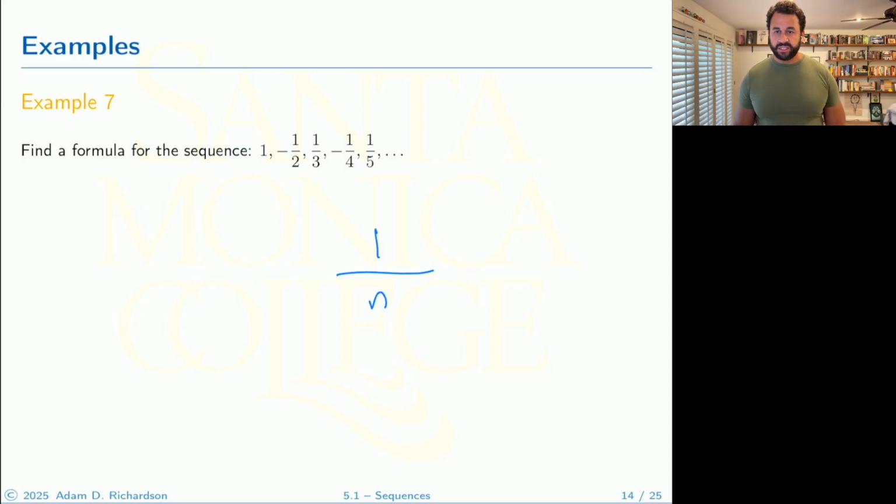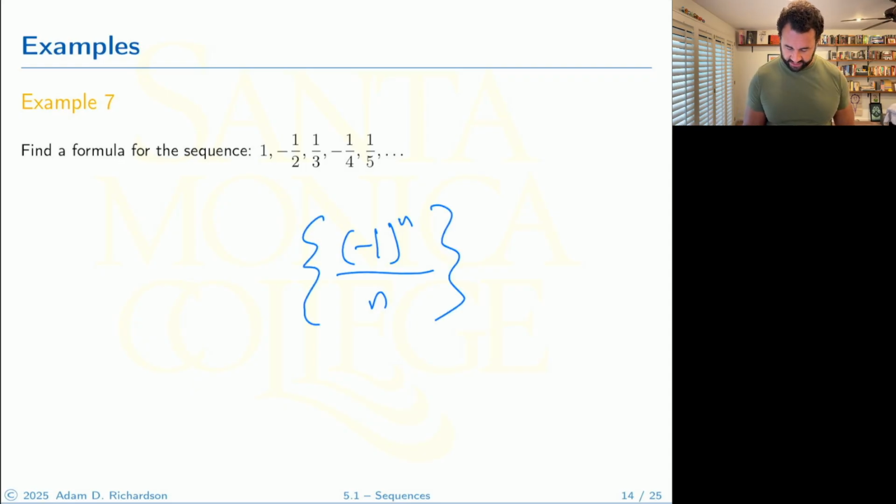Now, there's one other detail I notice here, and it's that this sequence has an alternating sign. Notice that the first term is positive, and then negative, positive, negative, positive. So I need to get some kind of alternation here. And we actually saw this in a previous sequence when we had that -1 to the n, right? So let me try that. Maybe it's -1 to the n. Maybe that's the formula. Now, where do we start? What are we going to start with?